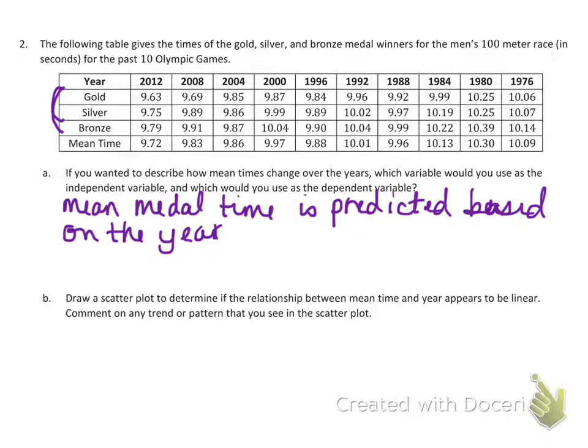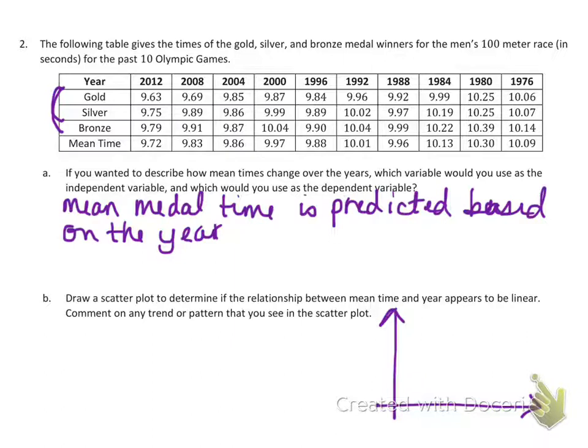Draw a scatter plot to determine if the relationship between mean time and year appears to be linear. Comment on any trend or pattern you see in the scatter plot. You're only graphing the mean time here. You don't have to graph all the gold, silver, bronze. So the scatter plot is going to be mean medal time based on year. Before you go off to do that, let's talk about what's going to go where.